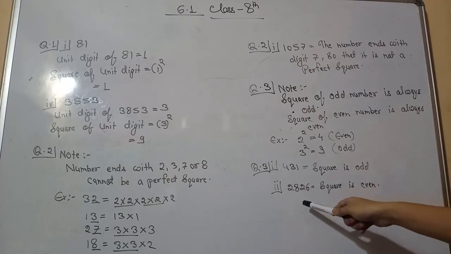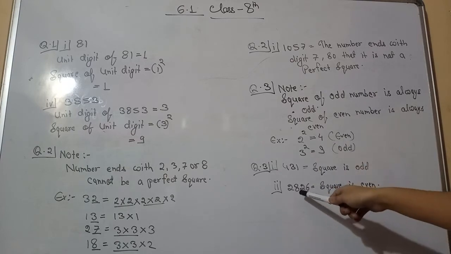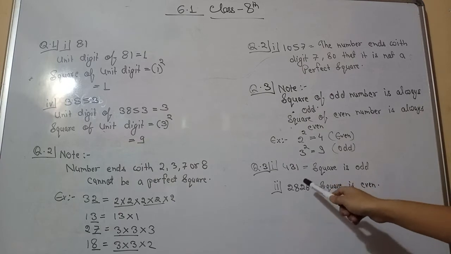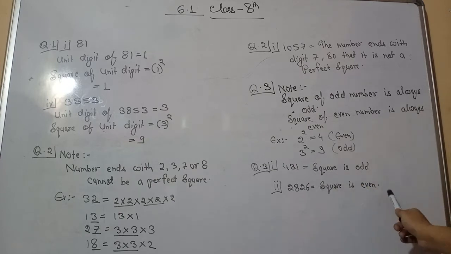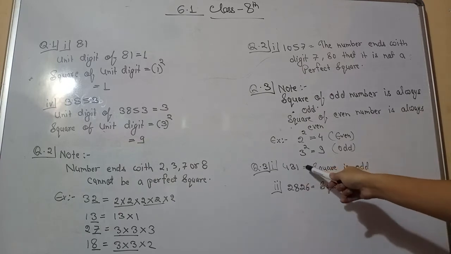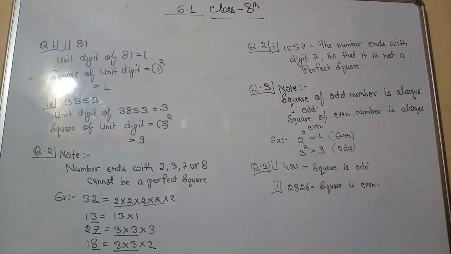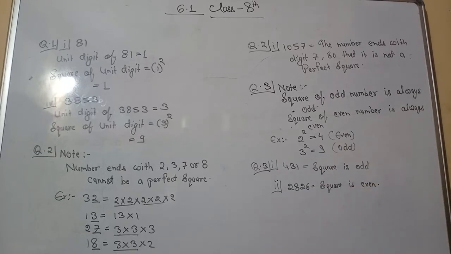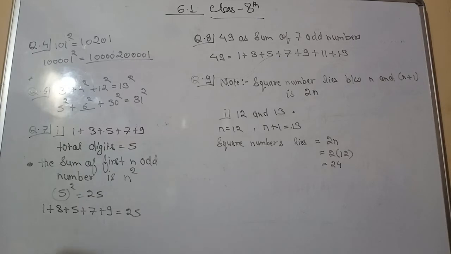Okay, now here you can see 2826. This number is an even number, so we can say 2826 square is also even. Which means the square of any odd number is odd and the square of any even number is even. Now let us see what we have to do in question number 4.